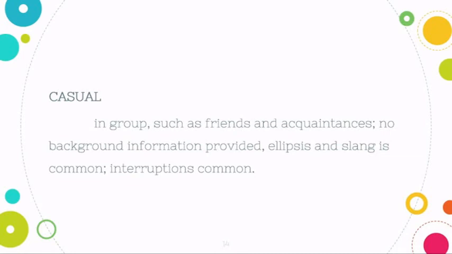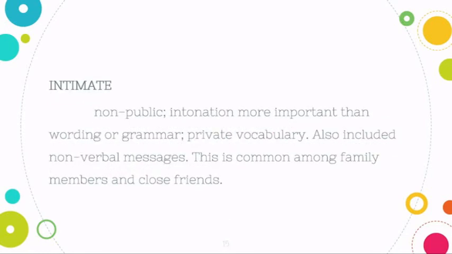Now, the closest relationship we have, intimate. This is the last one. So it's non-public. In here, intonation is more important than wording or grammar. You have a private vocabulary, and it also includes nonverbal messages. This is common among family members and close friends. It is non-public. These are actions, behaviors that we do only with someone who's very close to us on an intimate level.